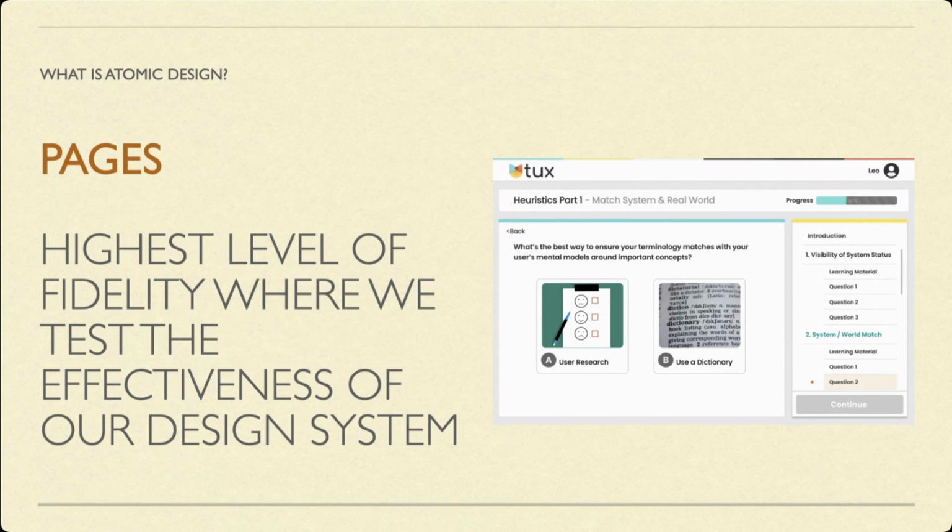We move on from there to pages. Pages are the highest level of fidelity where we test the effectiveness of our design system. Pages are specific instances of templates that show what a UI looks like with real representative content in place. And that's the important part, real representative content.